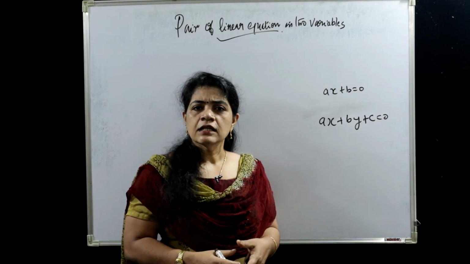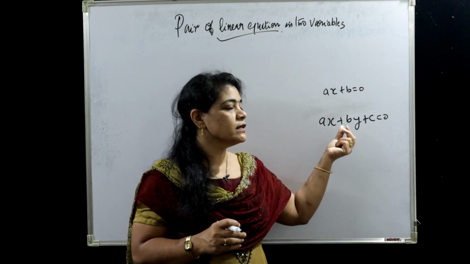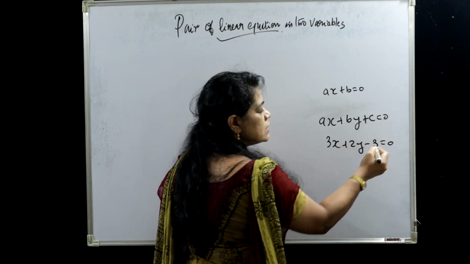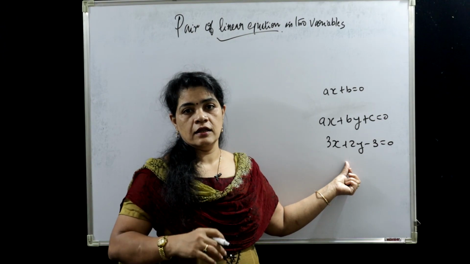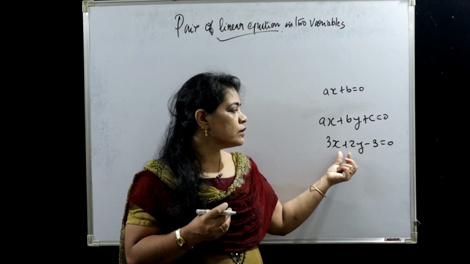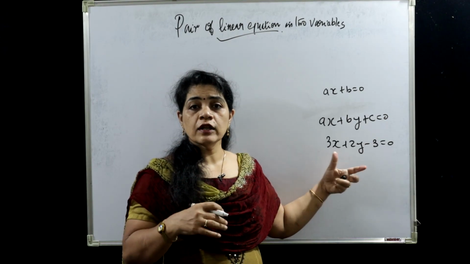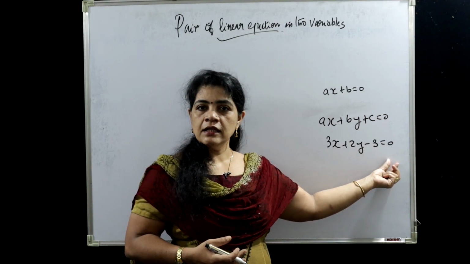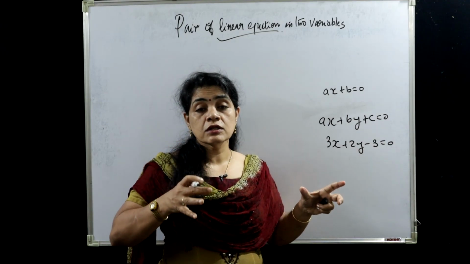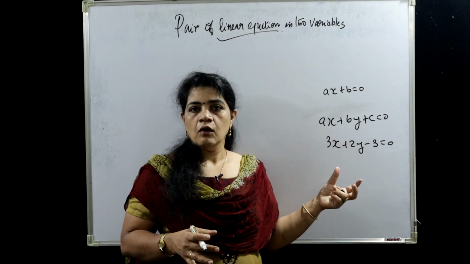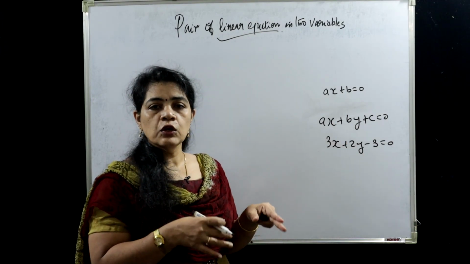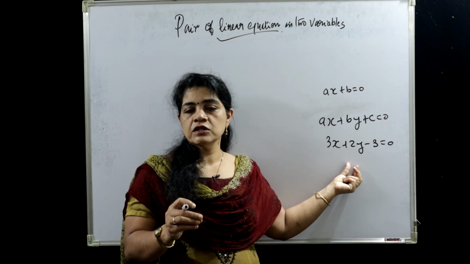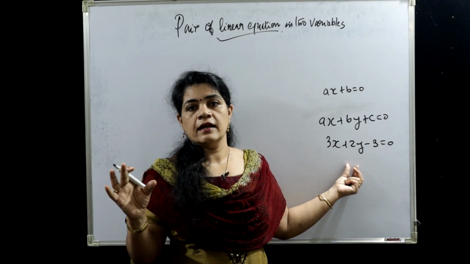Okay, what is a solution, children? The values of x and y which satisfy this equation. For example, see 3x plus 2y minus 3 equal to 0. This is a linear equation in two variables, that is x and y. For infinitely many values of x and y, you can make the LHS equal to the RHS. Only those values are said to be solutions of this equation. When you plot the graph for this, it will always be a straight line. The graph of a linear equation in two variables is always a straight line.